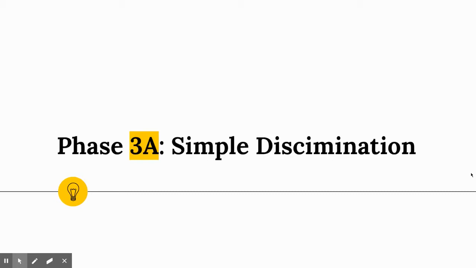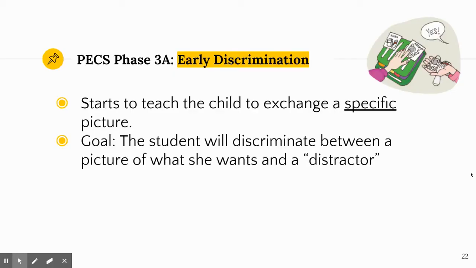So now that your child's mastered phase 2, which is distance and persistence, so that's traveling to their book, traveling to you, and really sticking with those exchanges, now we're going to move on to phase 3A, which targets simple discrimination. So in this phase, we really start to teach a child that they need to exchange a specific picture.